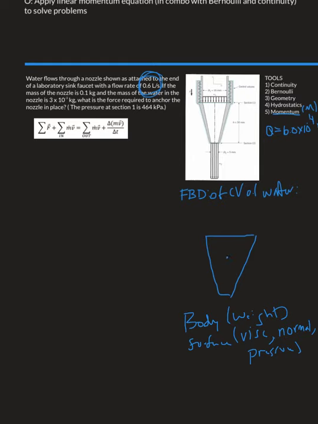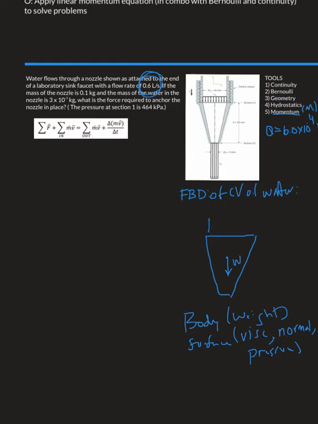So the first thing we've got is the weight, right? And the weight for us is actually fairly straightforward because it told us the mass of the water. So if you know the mass of the water, you multiply times gravity, you get the weight. Okay, so now we're going to go down here. We've got viscosities and normal forces, and then we've got the pressure. So I'm going to deal with the pressure right now.